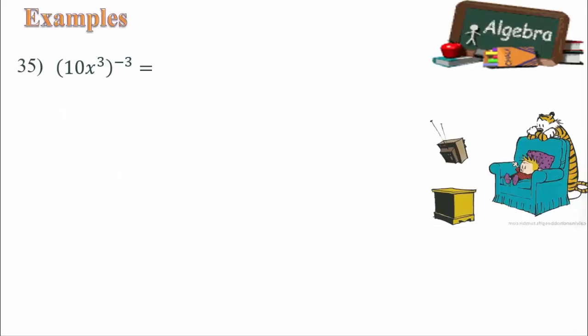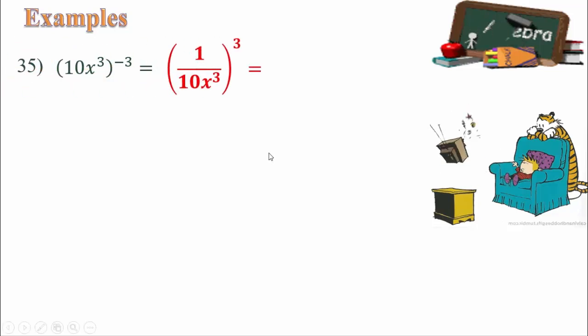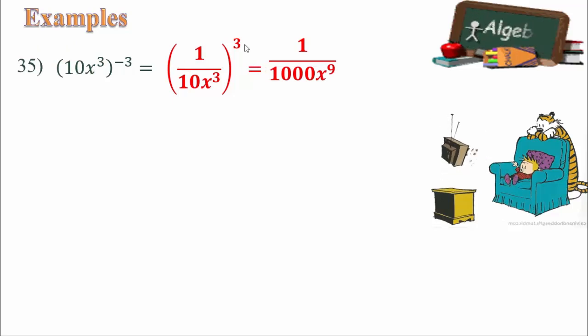Summarizing example number 35, in order for me to get it as a positive exponent, I had to put 1 over 10x to the third, and then here I have the positive 3 rather than a negative 3, and then worked it out to get rid of the exponent using the power rule, where 1 to the third power is 1, and then 10 to the third power is 1000, and of course using the power rule right here, where we have x, 3 times 3 will give me x to the 9th.